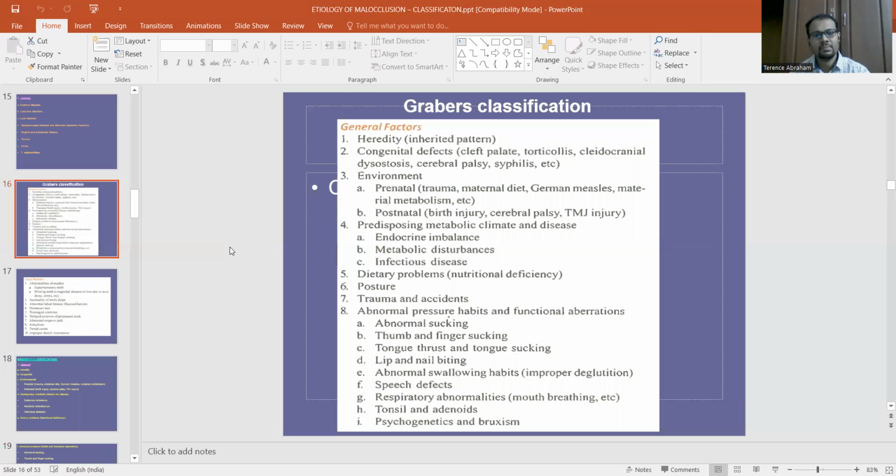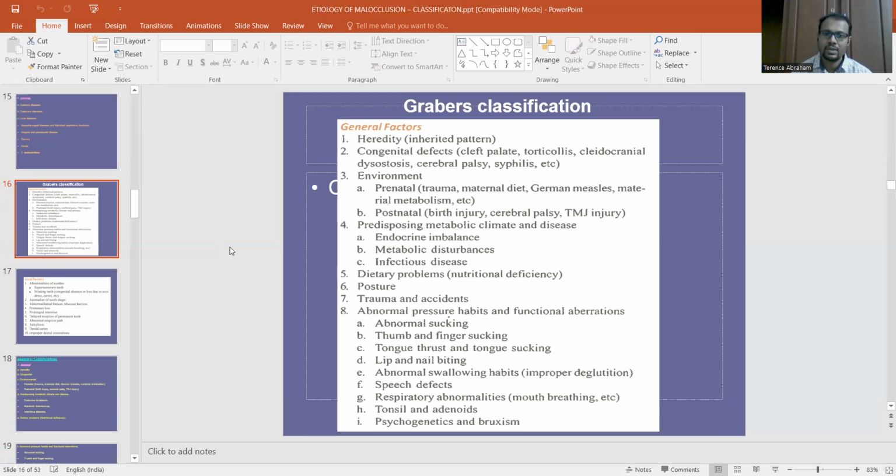Environmental factors are prenatal trauma. Mother is taking some drugs. If mother has some infections like German measles, all these affect the prenatal cause of the malocclusion. Postnatal causes, in the case of hospital delivery, or any trauma during childhood, can cause cerebral palsy, which is TMJ injury. Then various metabolic diseases such as endocrine disturbance, various infectious diseases like rubella infection, measles, congenital syphilis, all these can cause the malocclusions.